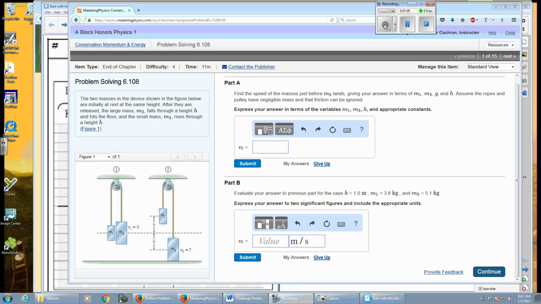So we're given it and told that it moves, the big one moves down, the small one moves up. Find the speed of the masses just before M2 lands, in terms of the other ones. And then also evaluate your previous part using these values. All right, so we need to look at the left-hand situation compared to the right-hand situation. In the left-hand situation, we have a lot of gravitational potential energy.